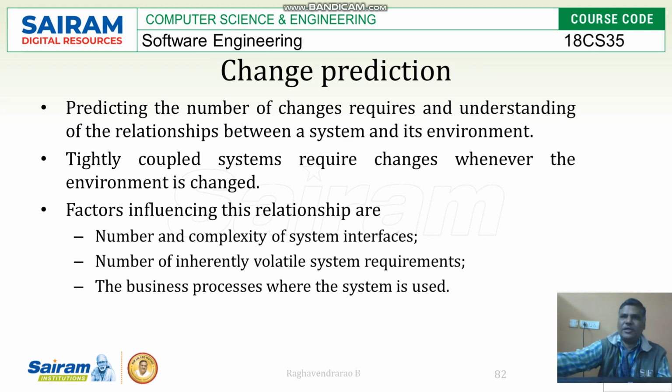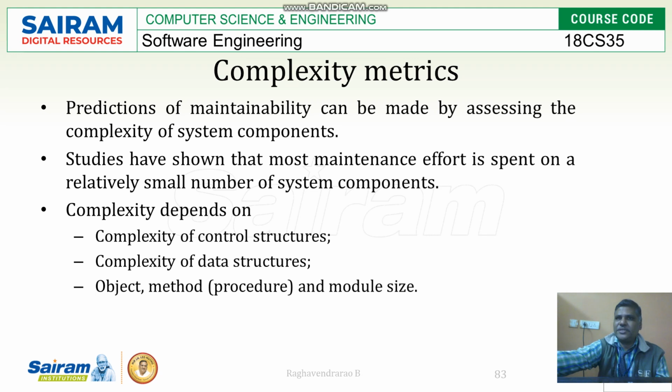The same thing has been discussed here. Change predictions: the complexity is going to be more for the metrics, because it is dependent on the maintenance. How many complexities are going to be there in the program: control structures, data structures, objects, different objects and methods, and procedures.